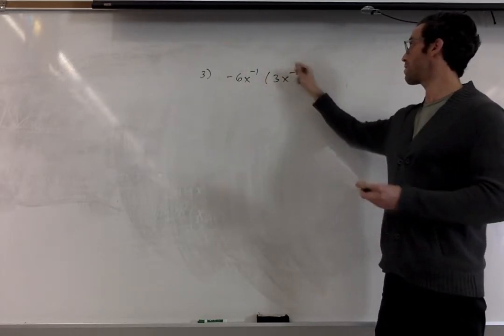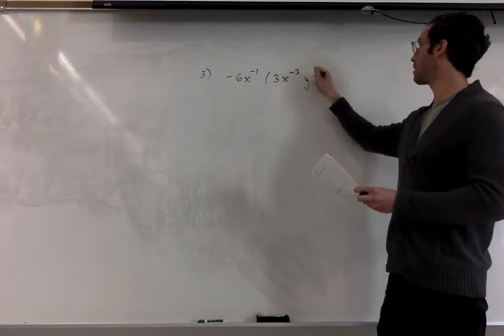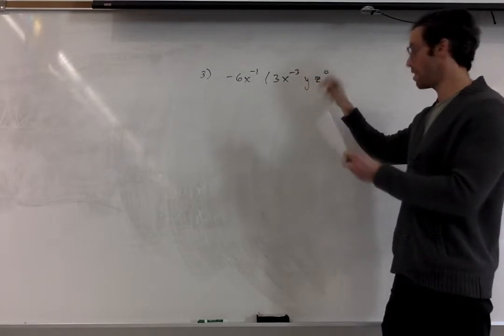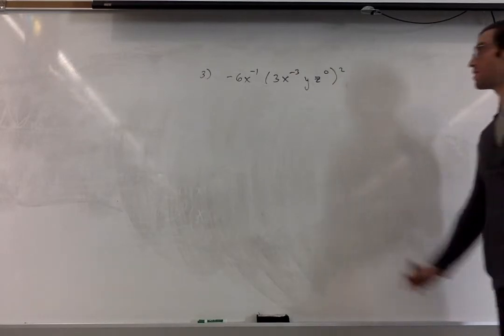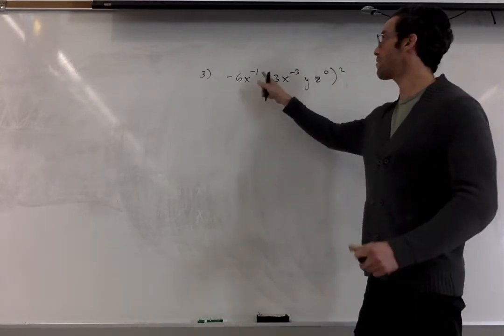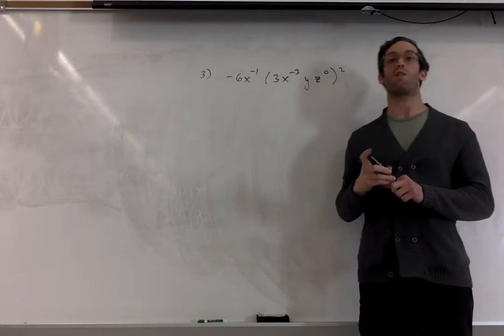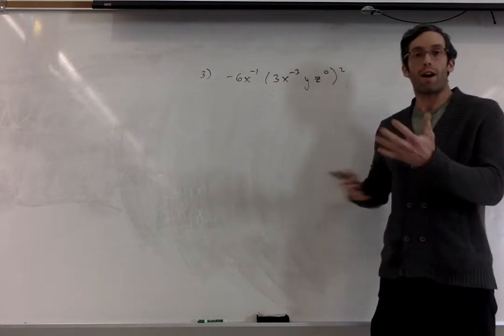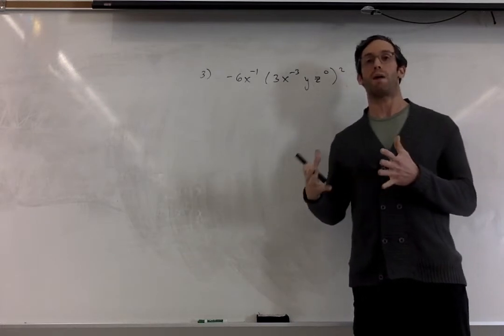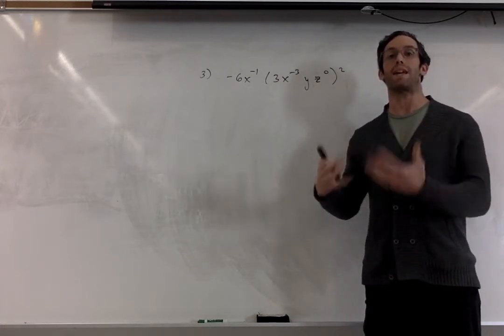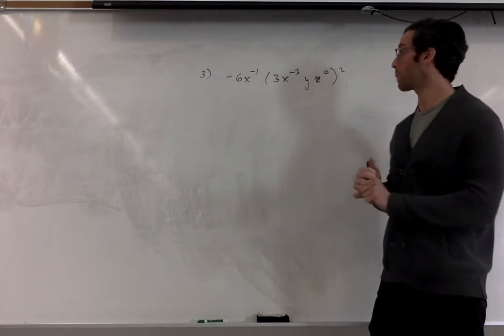3x to the negative third, y times z to the 0, and that's all squared. All right? What I'd recommend you do at first is not to change this into a fraction. X to the negative first is 1 over x. So, all right, you could write that, but I wouldn't recommend it. I wouldn't recommend changing negative powers into fractions at the beginning. Do that later on in the process.